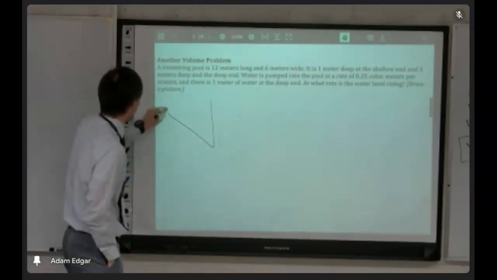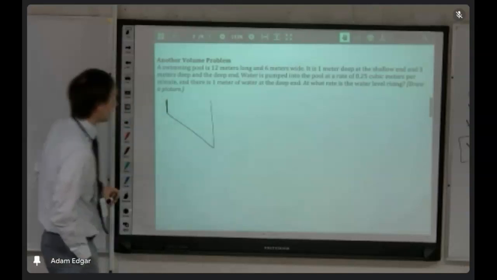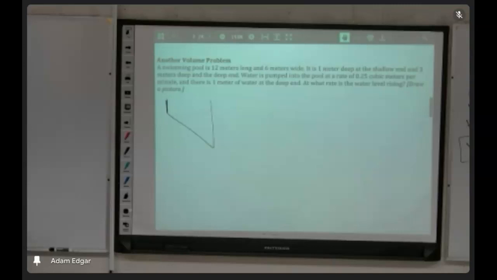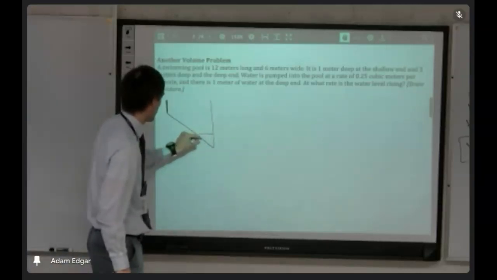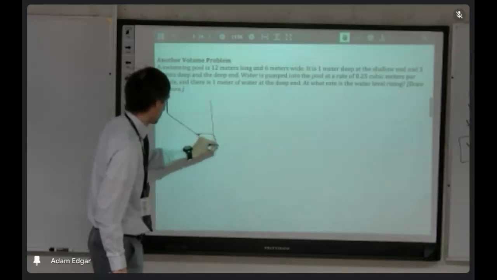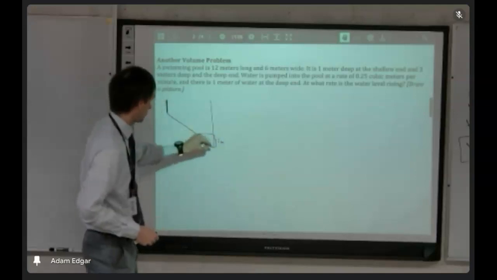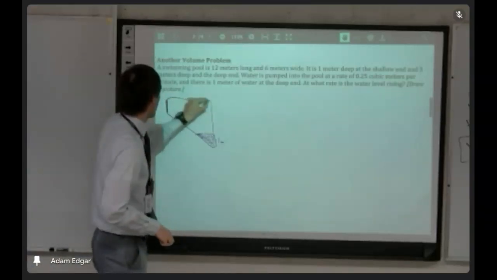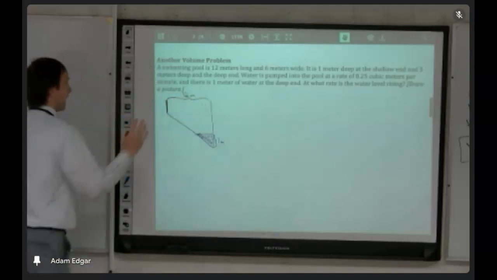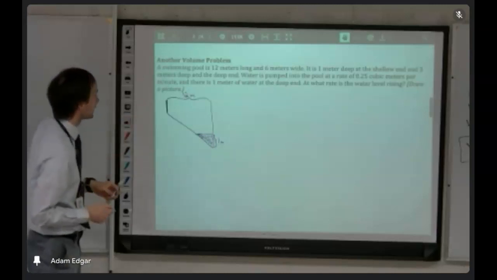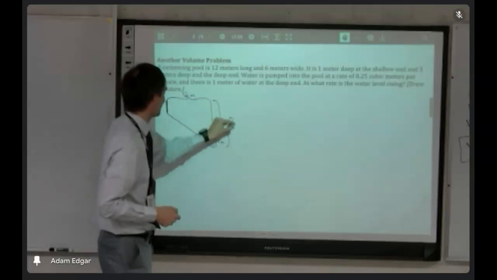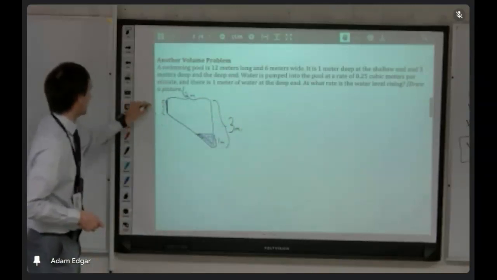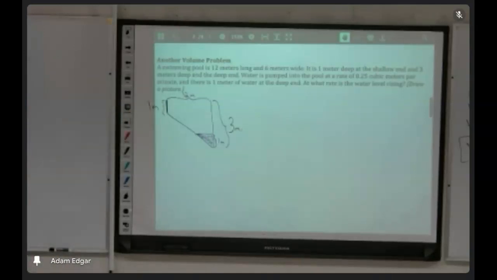So here we've got our swimming pool, and currently there's a meter of water in the deep end. If you go all the way out to the deep end, I'll get my not quite blue marker, and we have a meter of water right here. So this is 1 meter of water, and it has purple water. Why is it deeper than it's long? Not drawn to scale. You have 12 meters going lengthwise, and it's 6 meters back into the page. That's our width. This is 3 meters, and this is 1 meter. And if you don't like my scaling, too bad.